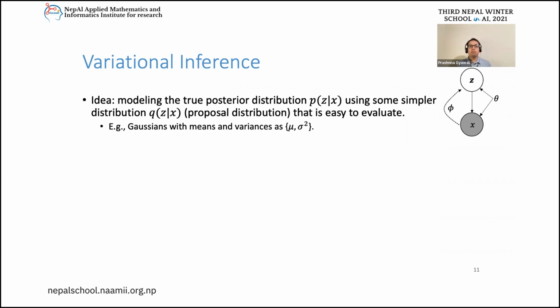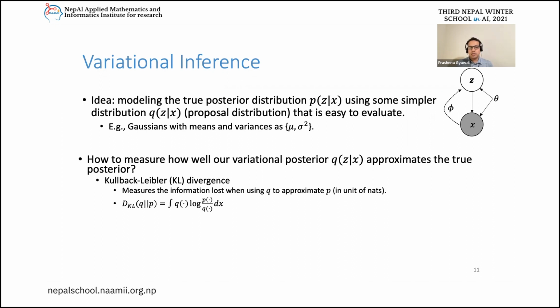Now, at this point, you might be curious. We do not know p(z|x), and we decided to use this q(z|x). But how do we know how well we are approximating this unknown p(z|x)? For that, there is this concept of measuring the divergence. In other words, we want to measure how well our variational posterior q(z|x) is approximating the true posterior. For that, we want to use this divergence known as Kullback-Leibler or KL divergence. It basically measures the information lost when using Q to approximate P.